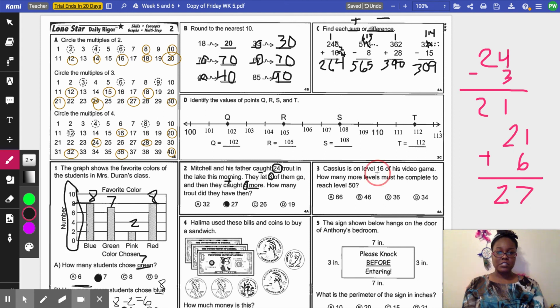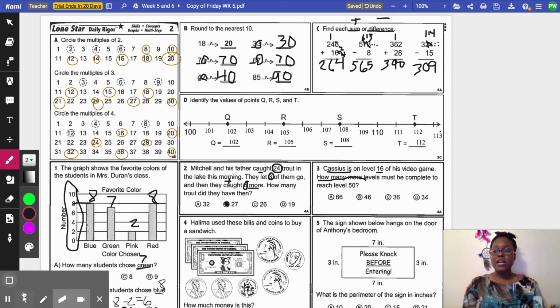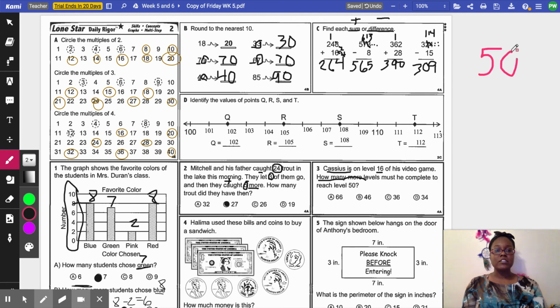Cassius is on level 16 of this video game. How many more means subtract. How many more levels must he complete to reach level 50? So I know I'm trying to get a total of 50, but I'm only at 16. So you can do 16 plus something equals 50, or you can go ahead and do 50 take away 16.